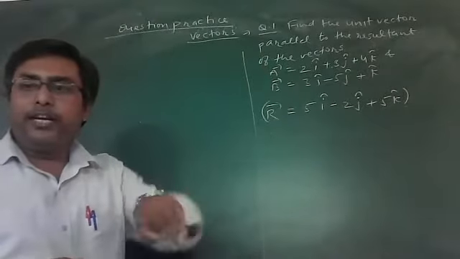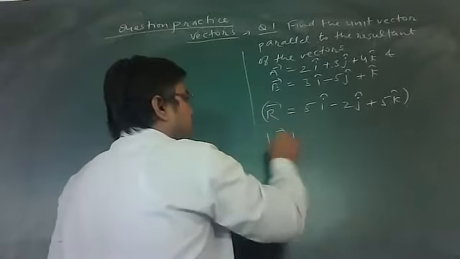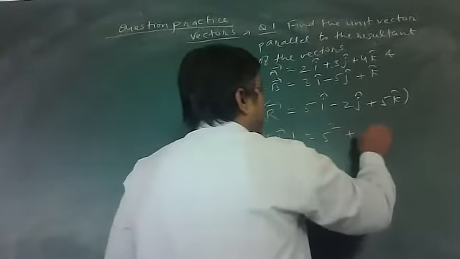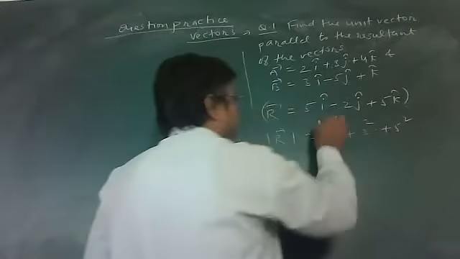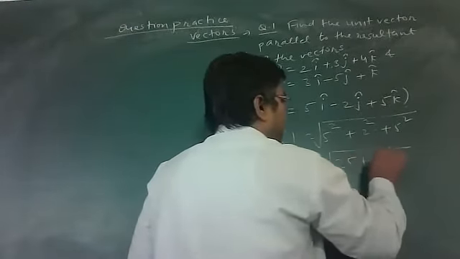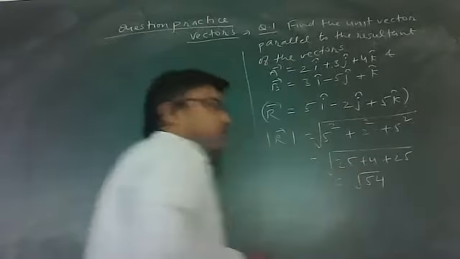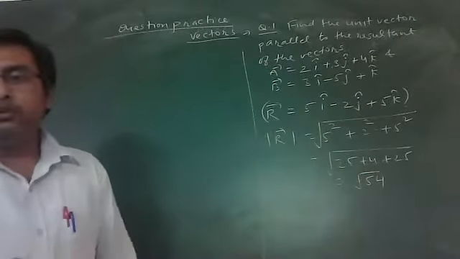I need to find the unit vector which is parallel to this vector. To do that, first find the modulus of this vector. You will obtain 5 square plus 2 square plus 5 square, that is 25 plus 4 plus 25. That means the modulus of this vector is root 54.